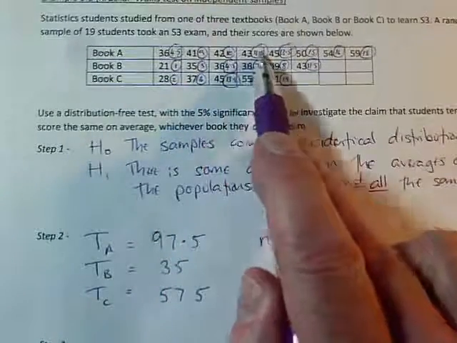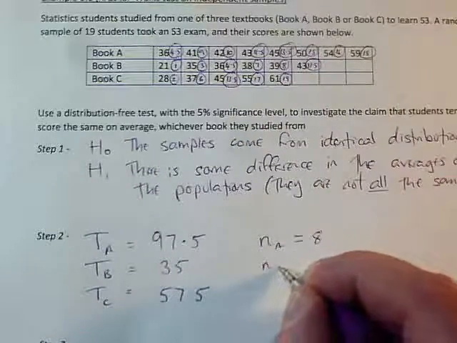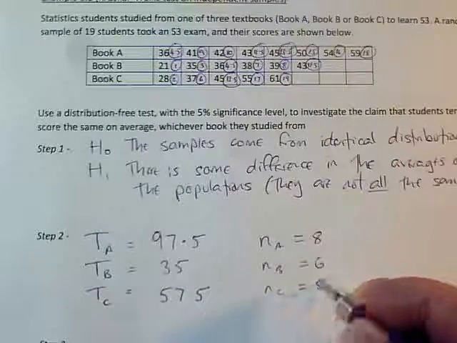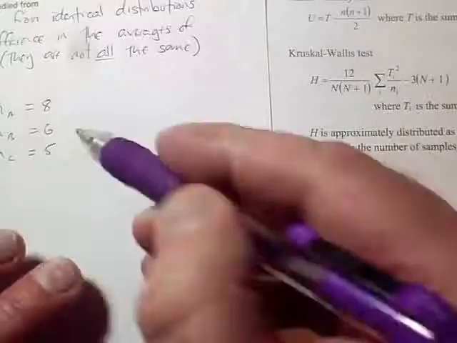So 1, 2, 3, 4, 5, 6, 7, 8. So NA is 8, and NB is 6, and NC is 5. So those are the things that I need to shove into that formula from the formula book. So here we go. Here's our H formula.